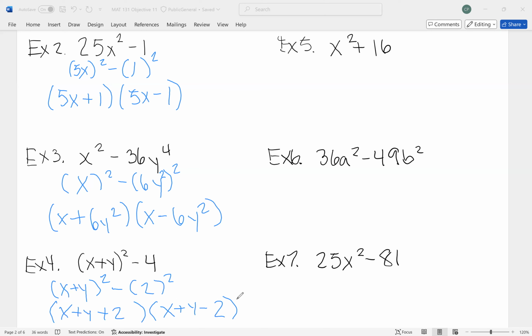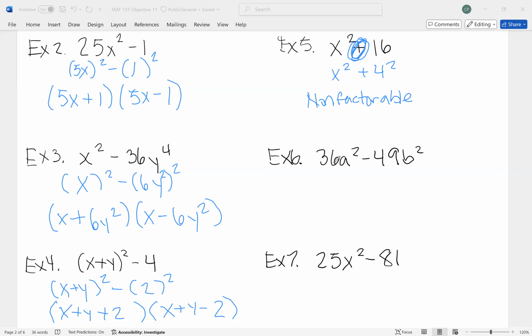Example 5, all right? We got x squared plus 16, all right? Something you should notice from the jump is this plus sign, okay? If you go on to do x squared plus 4 squared and all of that, it's still going to be non-factorable over the integers, okay? Remember that plus sign, it is not factorable over the integers, okay?